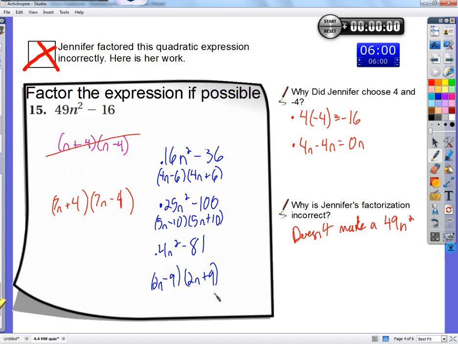So it's clear that at least a good number of us are seeing the pattern. What kind of number do we need to have here? A square. A perfect square. So again, we have a difference. We're subtracting, that's why it's a difference of two squares.